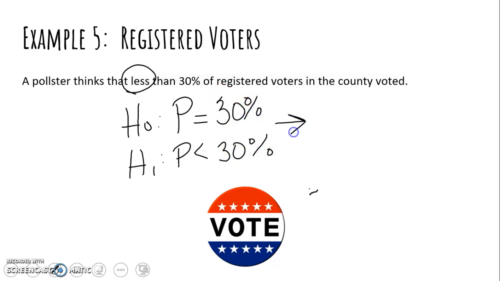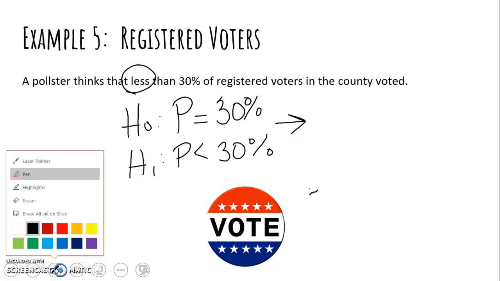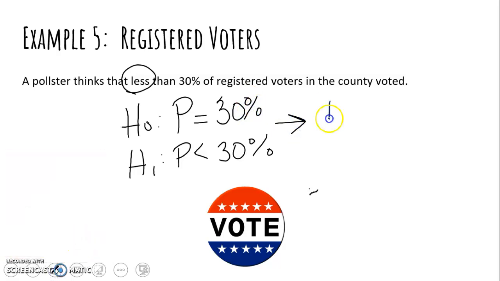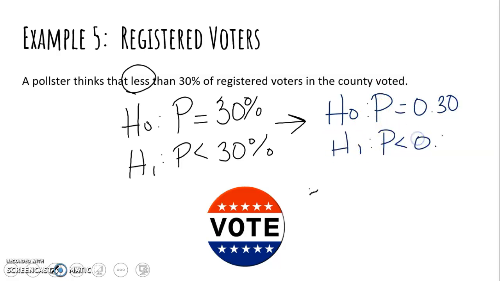Now this one you can write two ways. Let me just show you in a different color. You can also write P equals 0.30 and H1, P is less than 0.30. Now later I'll talk about how to put these in the calculator to actually perform the test. This is how it needs to be put in the calculator. Don't put it in as a percentage, put it in as a decimal.